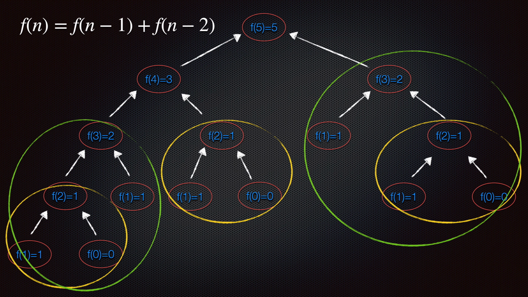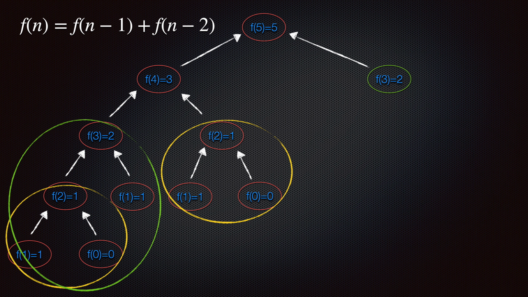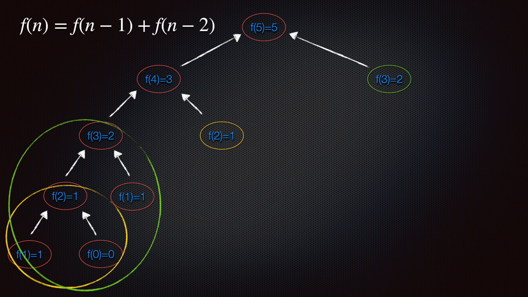Let's go back to our mess and see what memoization does for us. Let's start with the green circles. Instead of recomputing, we perform a lookup and the additional computations go away. Now let's look at our yellow circles. All of these duplicate computations go away, and we get a significant speed up.